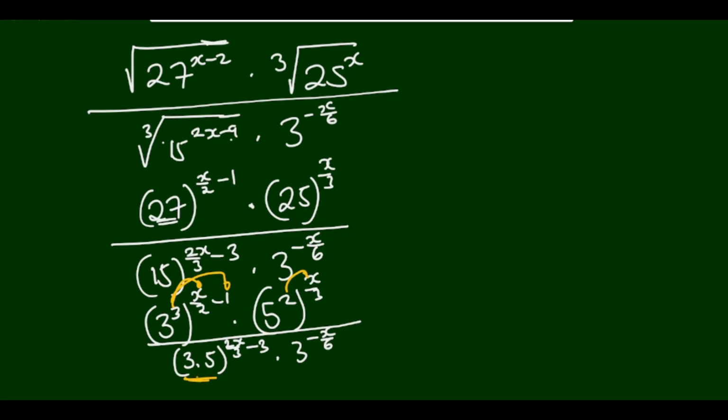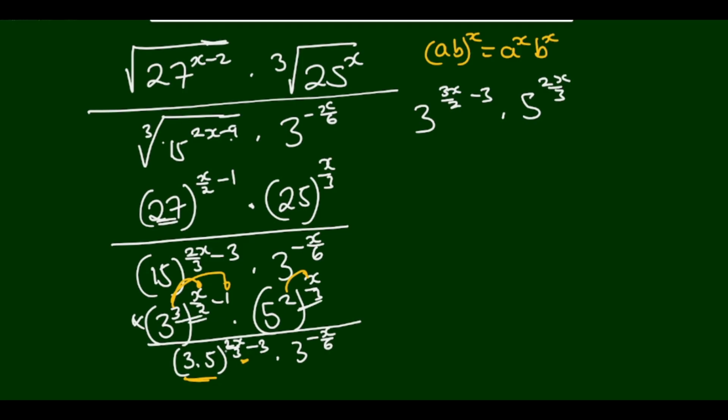then here we have a product raised to a power. Remember, ab to the power x is the same as a to the power x, b to the power x. Okay, so it means it's going to be 3 to the power this exponent, and then 5 to the power this exponent here. Okay, so let's do that. So here is going to be 3 from this one. It's going to be 3 to the power 3x over 2 minus 3, and then 5 to the power 2x over 3. We're just multiplying the exponents there.